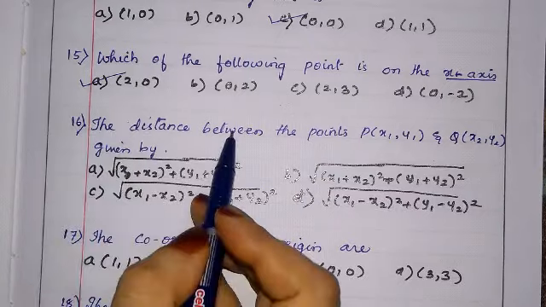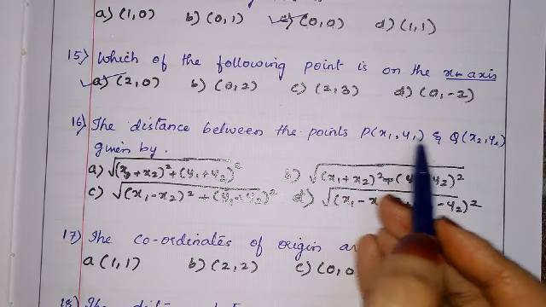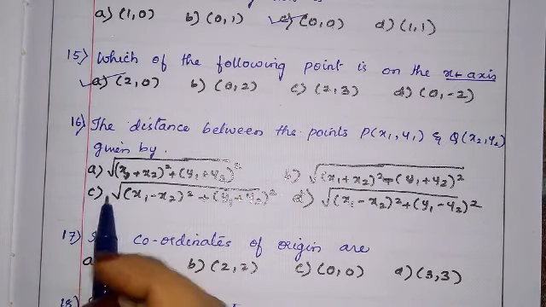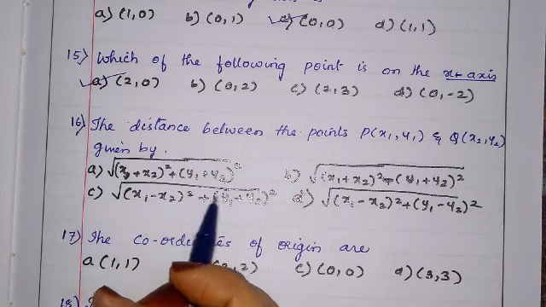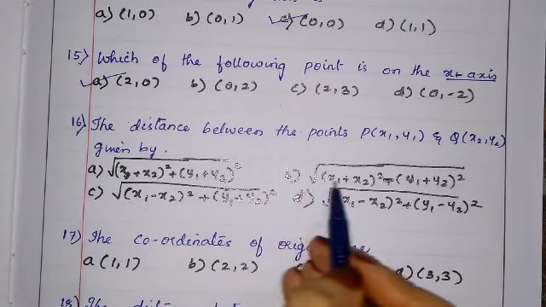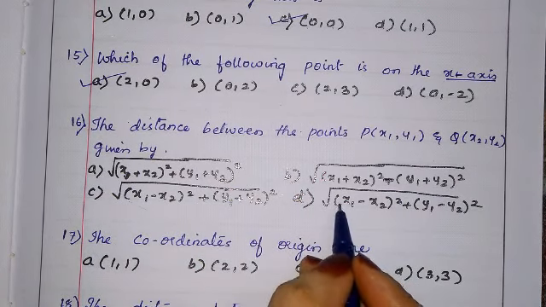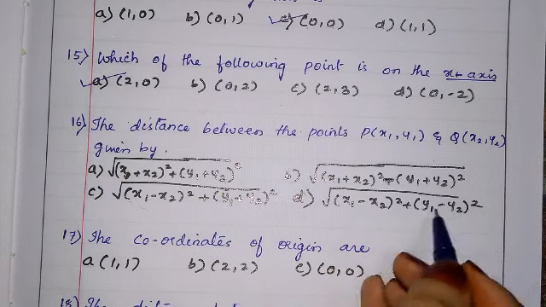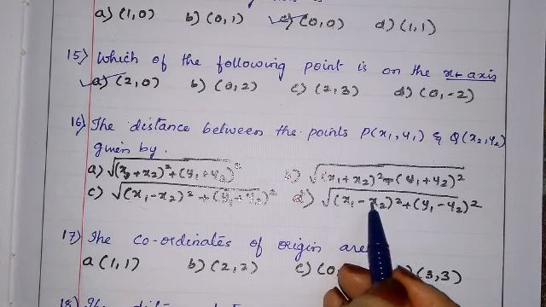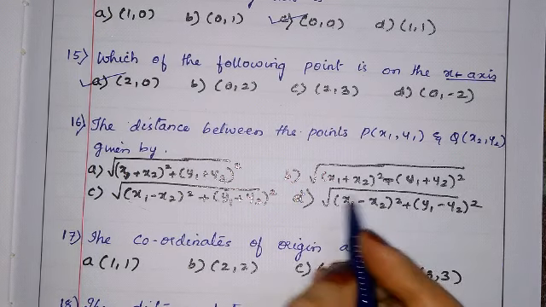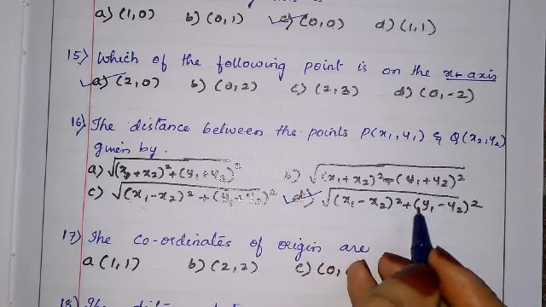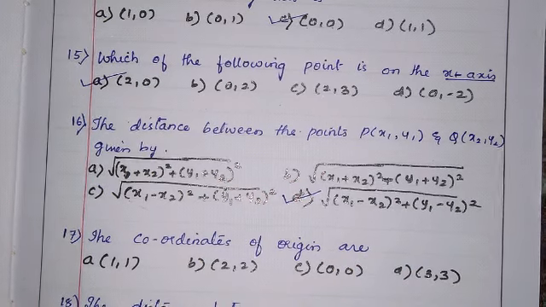Now here, the distance between the points P(x1, y1) and Q(x2, y2) is given by which formula? Square root of (x2 minus x1) whole square plus (y2 minus y1) whole square. Here you cannot see (x2 minus x1) whole square anywhere, but you can see (x1 minus x2) whole square plus (y1 minus y2) whole square. In the distance formula, x2 minus x1 or x1 minus x2 is also a correct formula. So D is the correct formula.